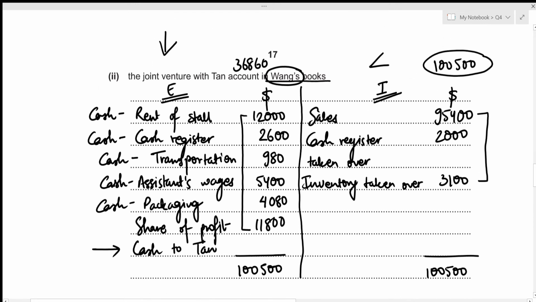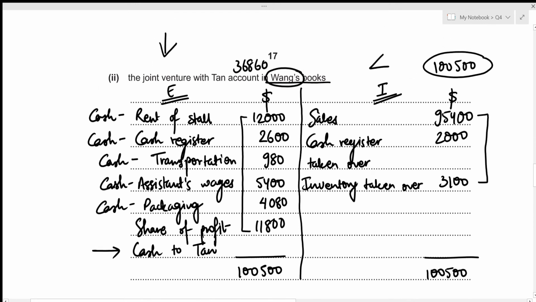And whenever we are trying to figure out the balance on the balancing figure, we just need to subtract all of these amounts from our total. And in this case, we already know the total value of these amounts, which is 36,860. So in order to figure out our balancing figure, we just have to deduct this amount from the total. So that's 100,500 minus 36,860, which gives the cash owed by Wang to Tan to be 63,640.